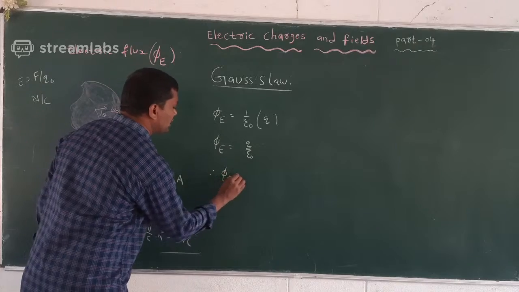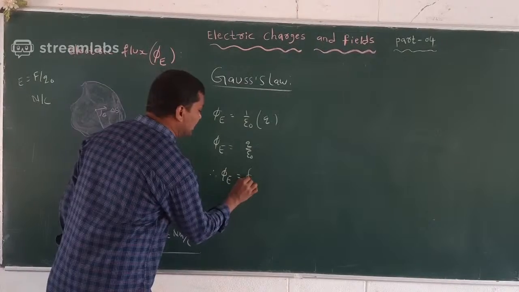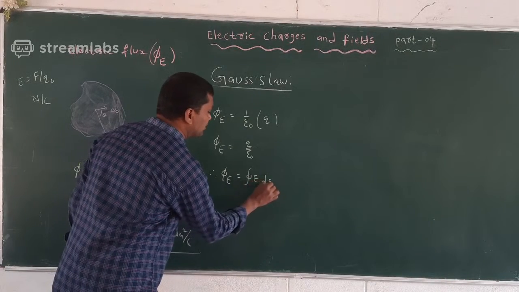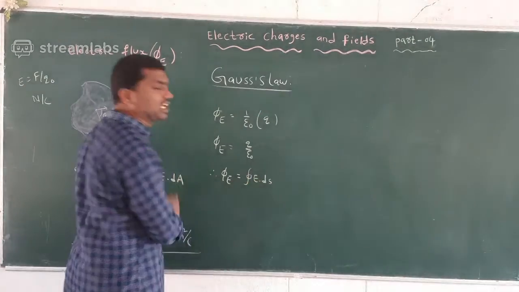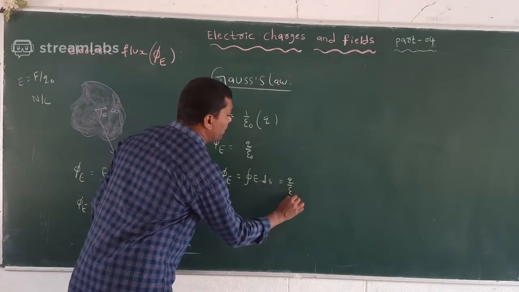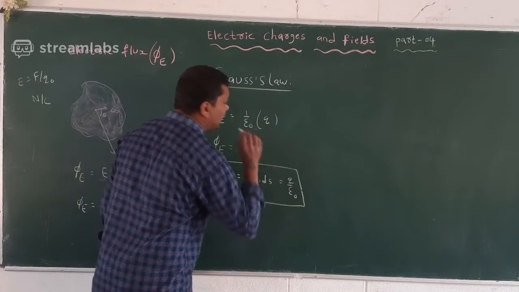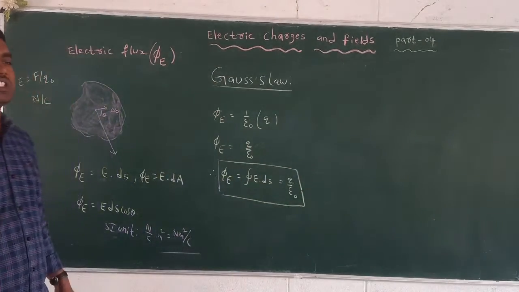Or I can write the equation phi e is equal to E dot dS. So I can write the integral of E dot dS, and this symbol denotes a closed surface. Integration of E dot dS is equal to q by epsilon naught. So this is the equation for Gauss law. Very important one: definition and statement.